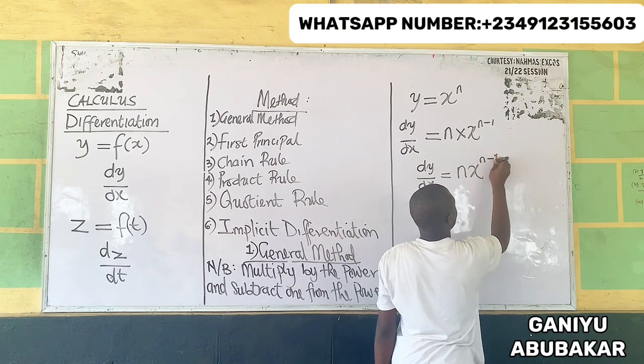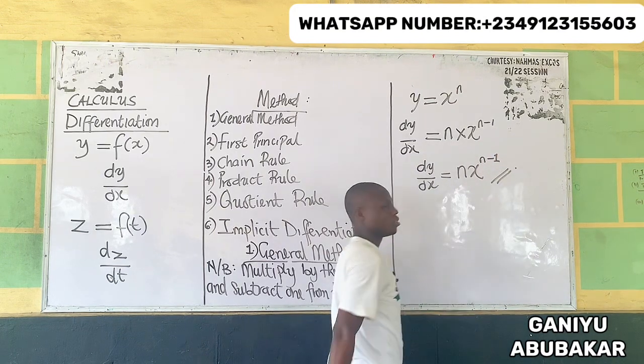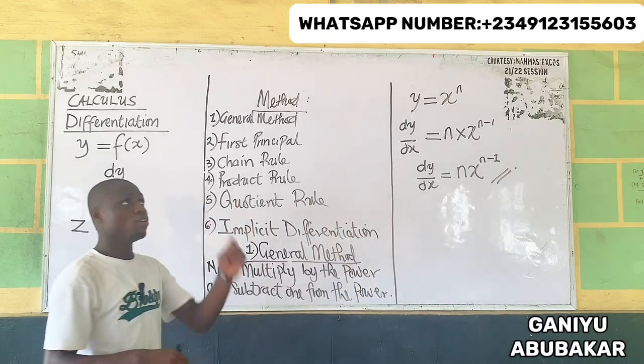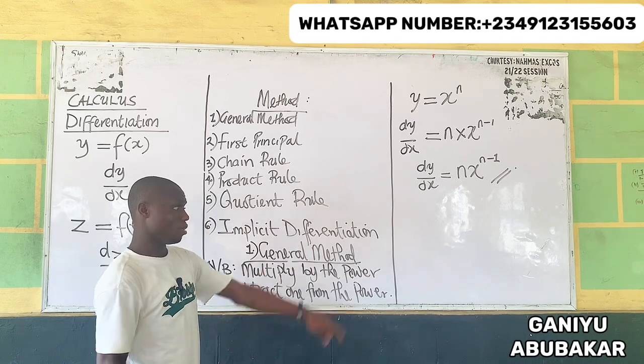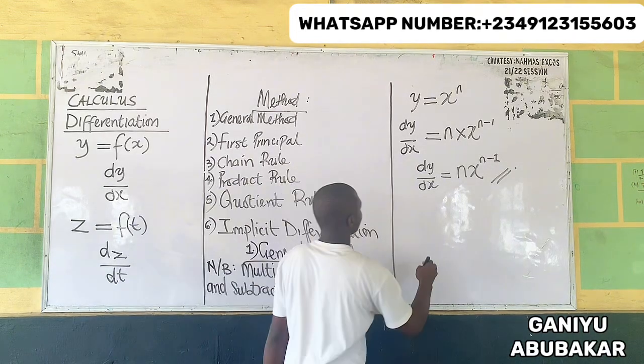N minus 1. Please. That's all. It's easy as multiply by the power and then what? Subtract 1 from the power. Please. Example 2. That's example 2, please.